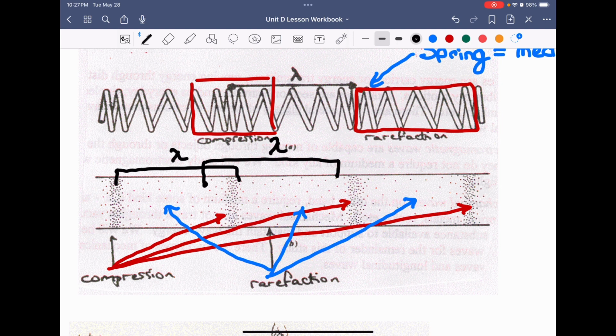So it's kind of very broad, but I will say compression to compression or rarefaction to rarefaction, these are the easy ones. Same with when we look back to our transverse waves. The wavelengths are very simple in those cases.